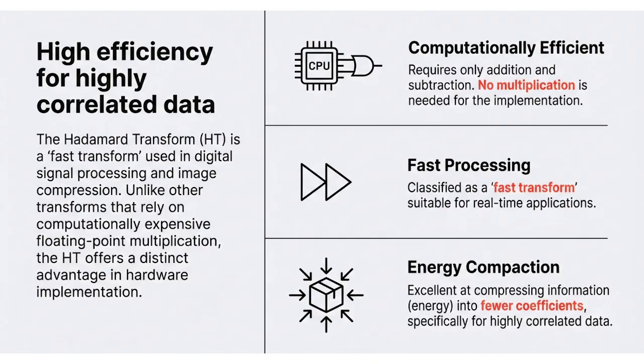Now, today we'll be going for the Hadamard transform. The Hadamard transform is highly efficient when we have highly correlated data. It is a fast transform used in digital signal processing and image compression. Unlike other transforms that rely on computationally expensive floating point multiplication, the Hadamard transform offers a distinct advantage in hardware implementation. Why that is so, I'll come to in a few moments.